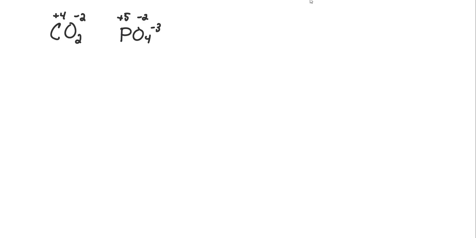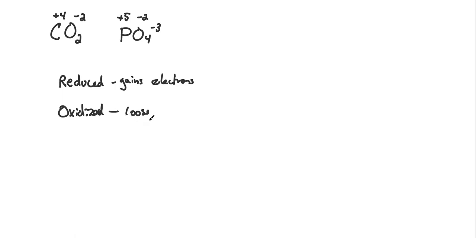Now let's label what's going on here. In a reduction oxidation reaction, or redox reaction, one molecule will be reduced, the other will be oxidized. Now, what does that mean? Well, if a number is reduced, it actually gains electrons. Seems contrary to what it means. It's reduced, but it gains electrons. If an atom is oxidized, it loses electrons.